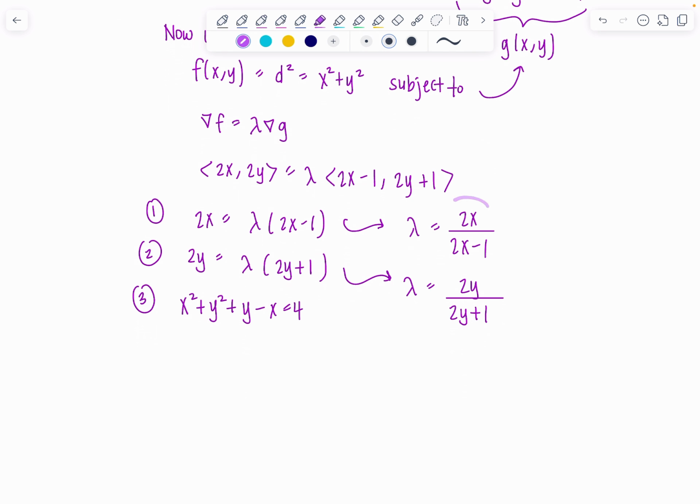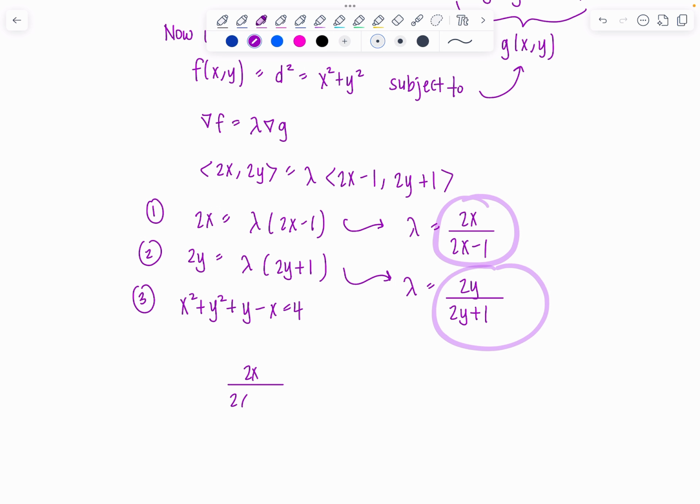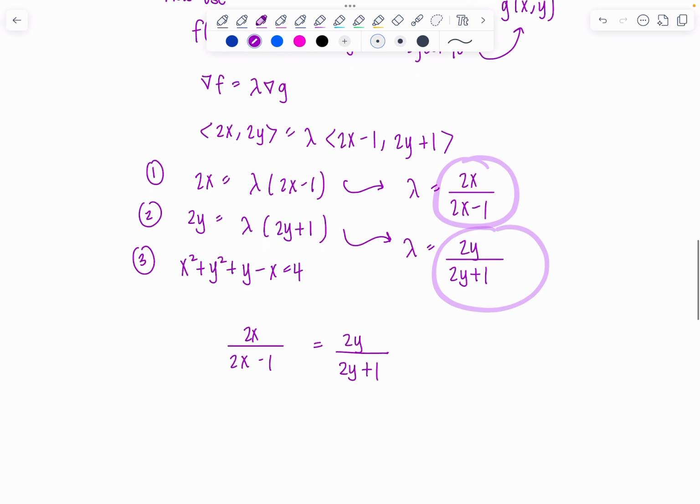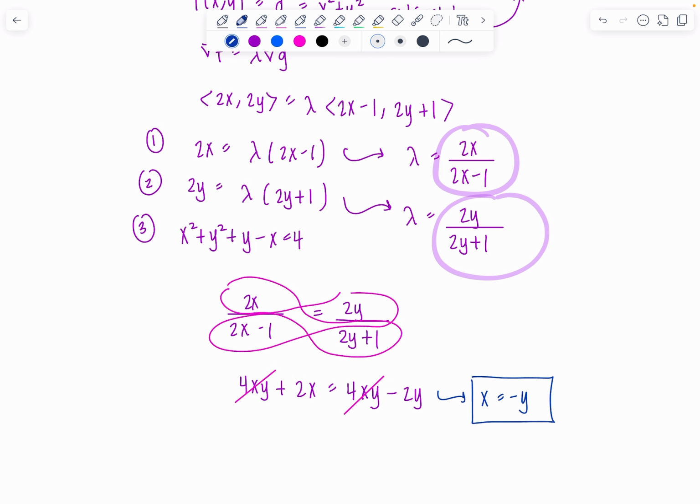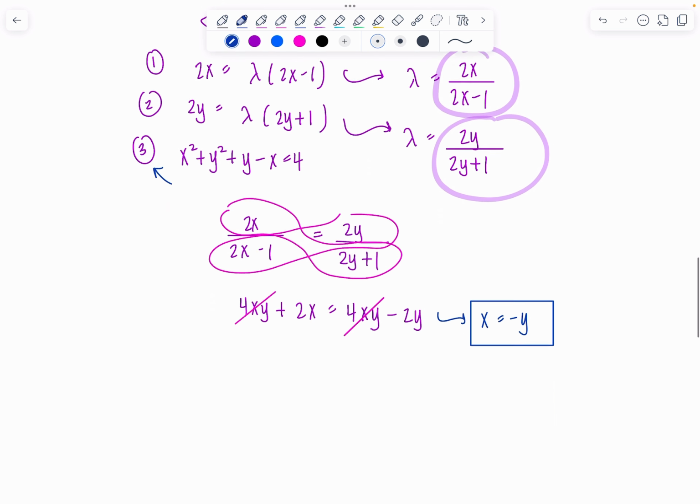So now I can set these two expressions equal to each other. We have 2x over 2x minus 1 equals 2y over 2y plus 1. Yes, cross multiply your little heart out. And we'll have 4xy plus 2x equals 4xy minus 2y. Good. So these cancel. And then I'm left with x equals negative y.